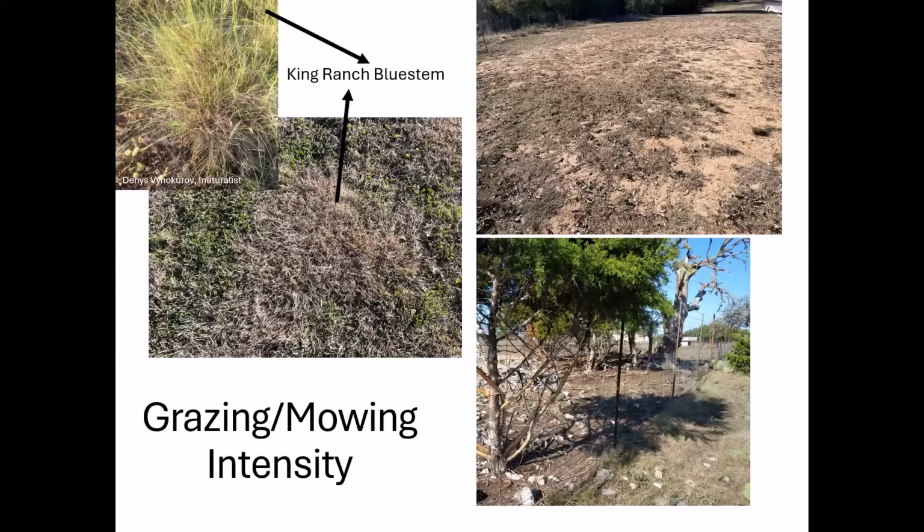Mowing intensity: some grasses just don't exist in areas that have a lot of grazing or a lot of mowing. This is King Ranch bluestem right here. It is mowed down to the ground, but King Ranch bluestem does have the opportunity to grow full foliage. So just because it looks different doesn't mean it's a different grass.